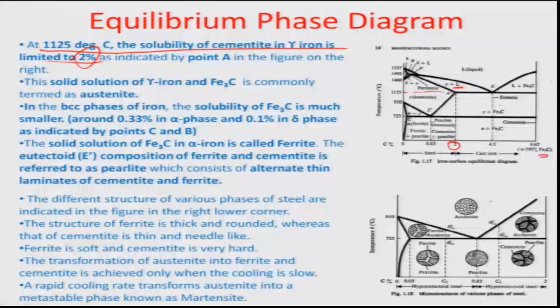The solid solution of gamma iron and Fe3C is commonly known as austenite, which is actually right here. Okay. You know, this gamma iron and Fe3C, this is the austenite.